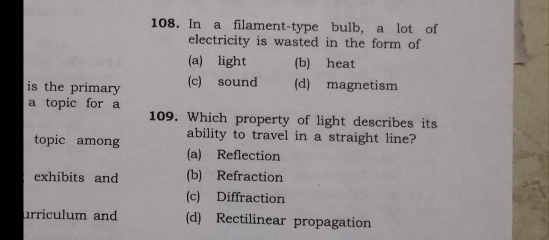We'll go with question number 108. In a filament bulb, a lot of electricity is wasted in the form of what? Before, we used to use that yellow bulb, but it consumes a lot of energy. It is wasted in the form of option number B, heat. Remember that.